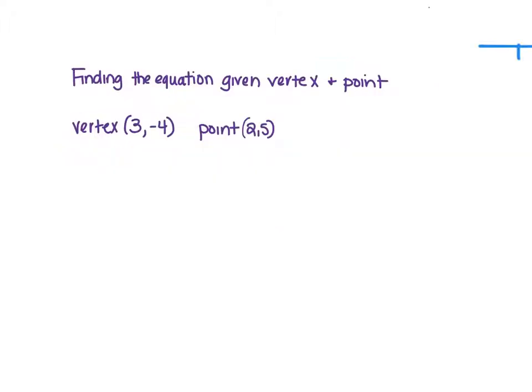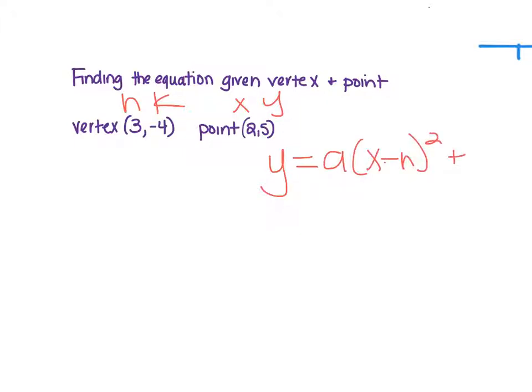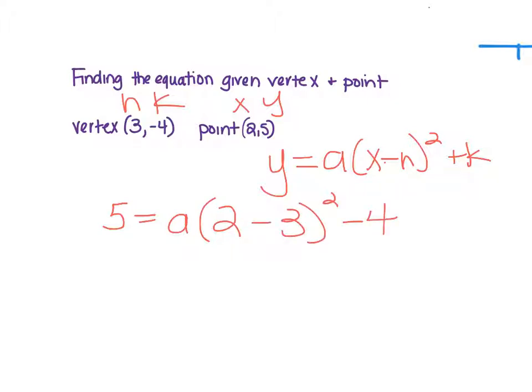All right, also from 2-1 is finding the equation given the vertex and the point. This was also on your quiz. Hopefully this is the easy one. The vertex is your h and your k, the point is your x and your y, and you're plugging it into y equals a times x minus h squared plus k. So the y is 5, the a is our unknown, the x is 2, the h is 3, and the k is negative 4. And then I want to solve for a.